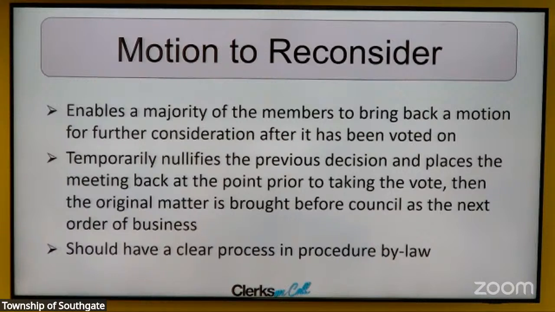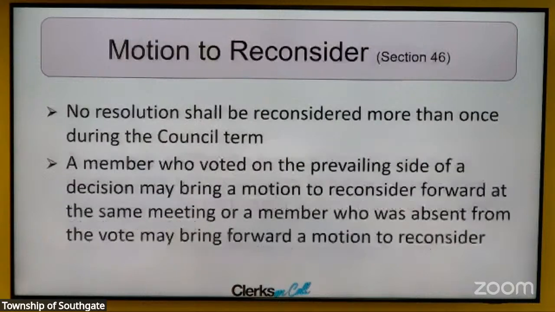And we want to emphasize that using these motions really shouldn't be done lightly, as they can seriously erode public trust if council frequently is seen to be changing its mind on decided matters. And of course, there should be a clear process for reconsideration in the procedure bylaw. And section 46 of the new draft bylaw does provide that clear process.